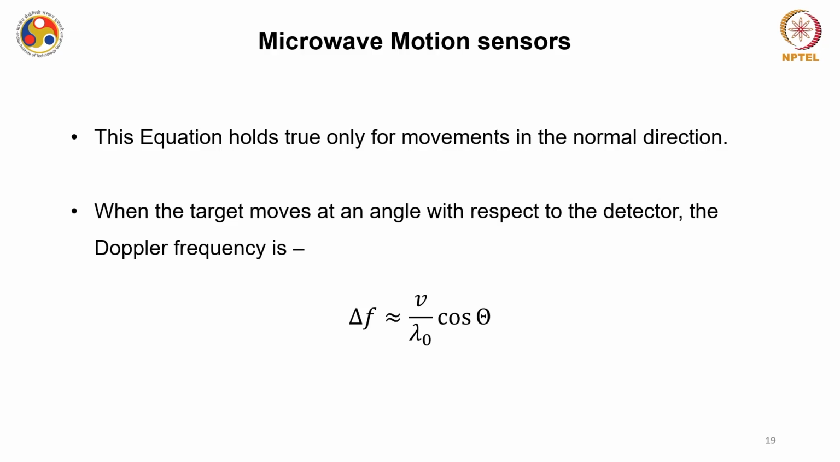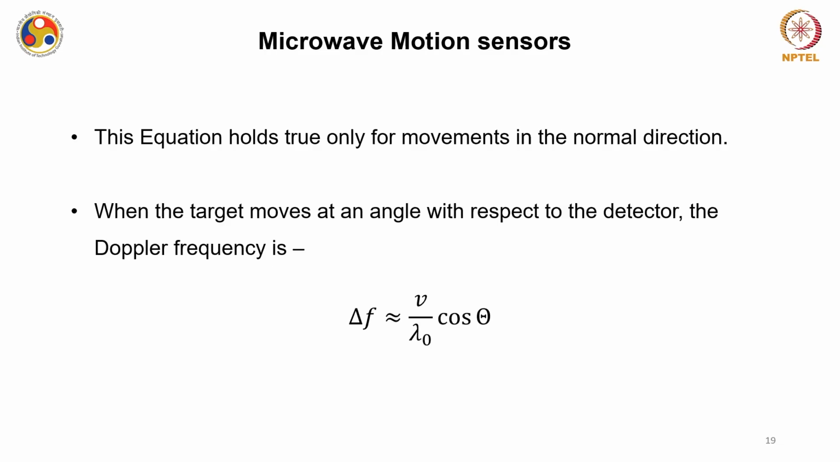Now, this equation holds true only for movements of the object in the normal direction. When the target moves at some angle with respect to the detector, the Doppler's frequency will also contain one angle term, in terms of cos theta, and this delta f will be equal to V by lambda naught into cos theta.